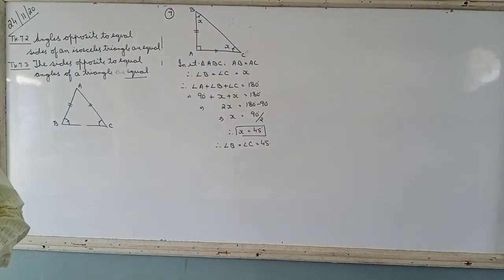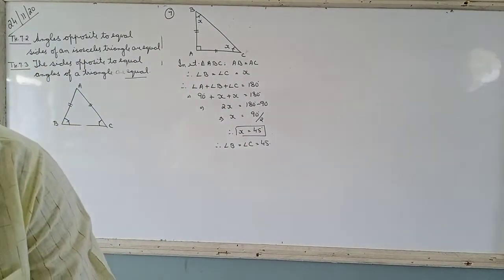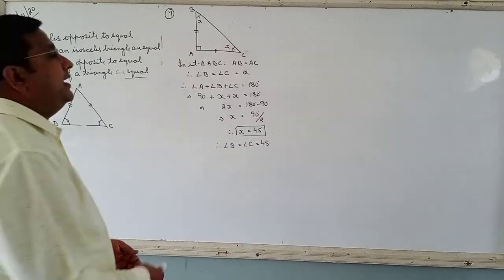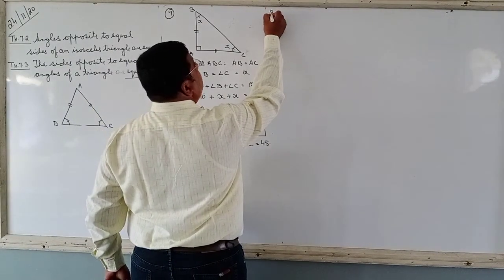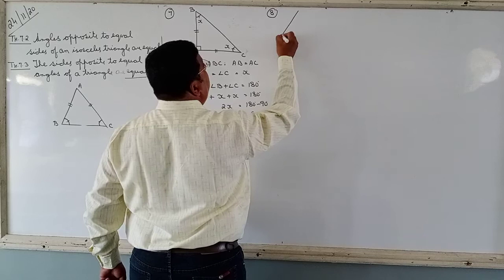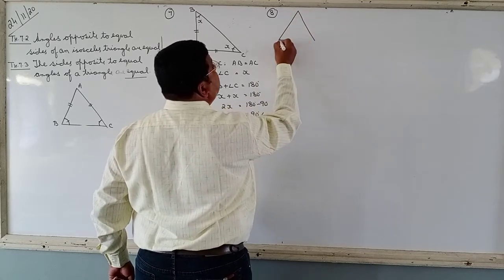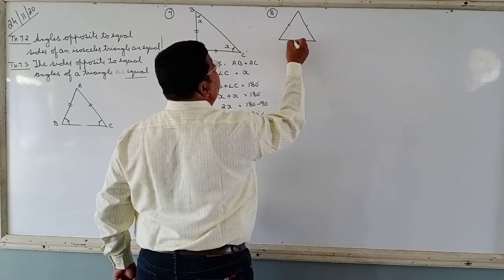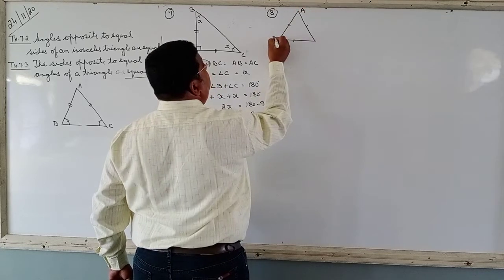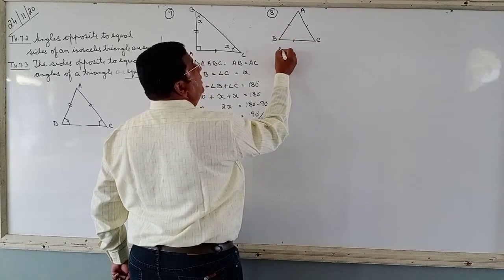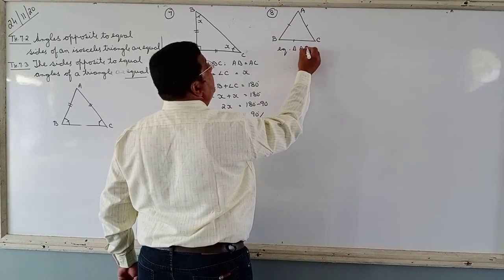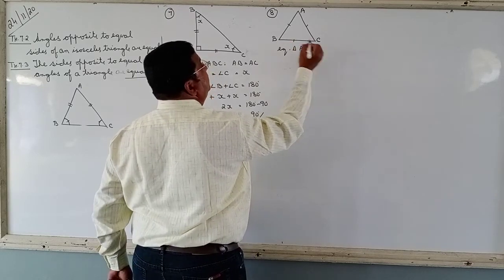Yes? Correct? Question number 8. Show that angles of an equilateral triangle are 60 degrees. All of us know equilateral triangle. All sides are equal. Equilateral triangle ABC. This is given to us.